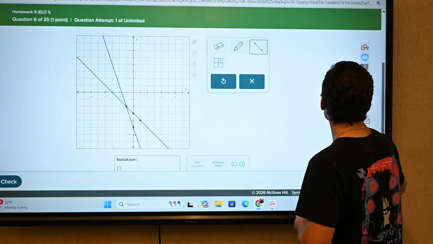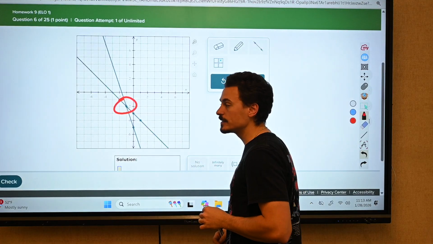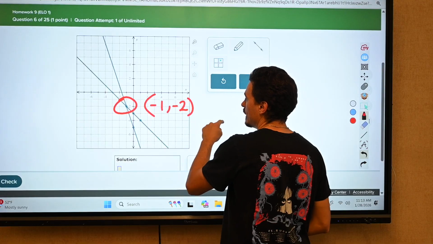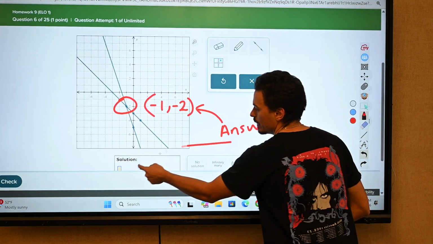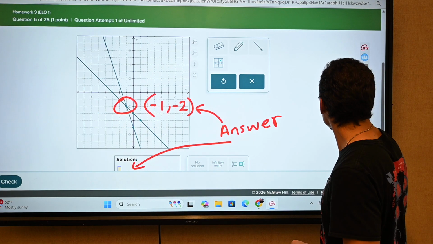So right here is right where they cross. And that's at the point -1, -2. And that's our answer. Our answer gets put in right down there. That's the point -1, -2.